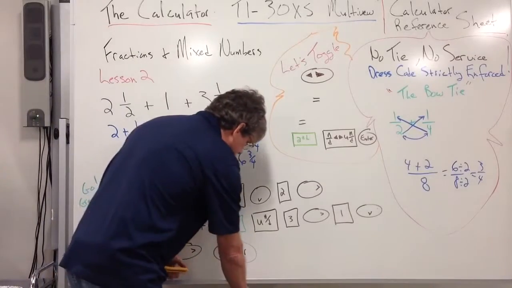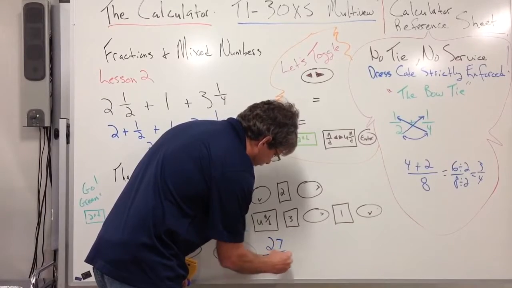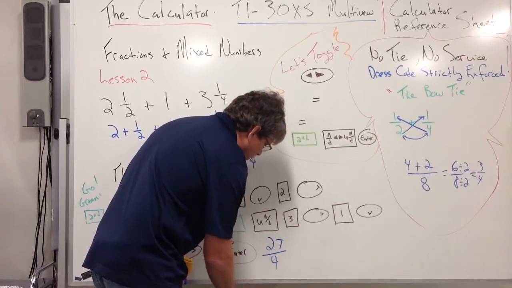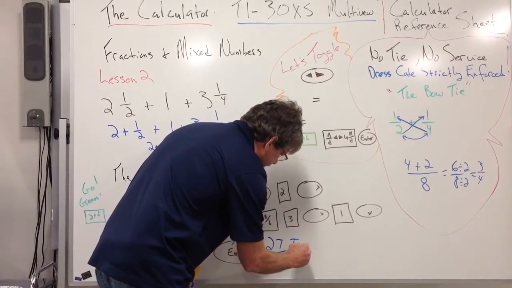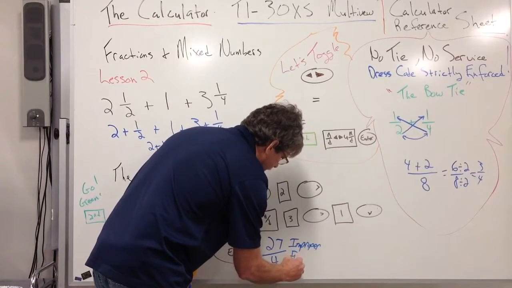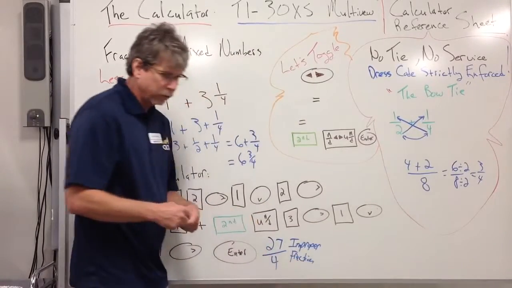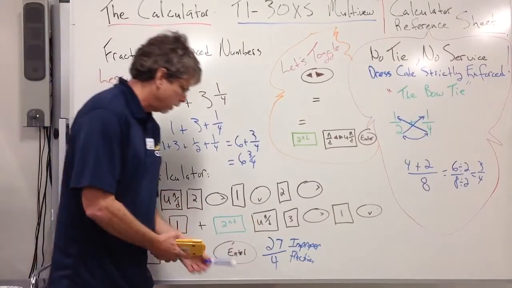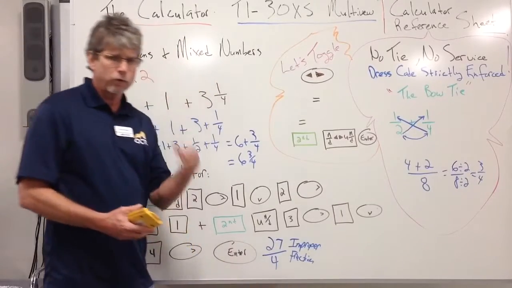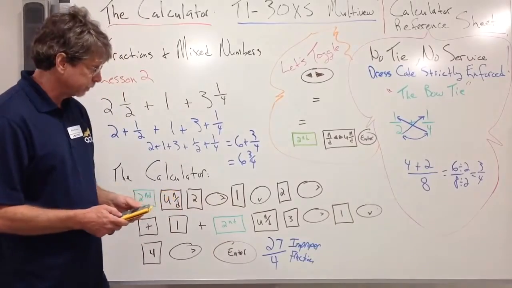Now notice on the calculator it gave me something a little different. It gave me 27/4. It left it in what we refer to as an improper fraction. So 27/4 means 27/4. But remember, it takes 4/4 to make a whole. So there's a lot of wholes in here to pull out.